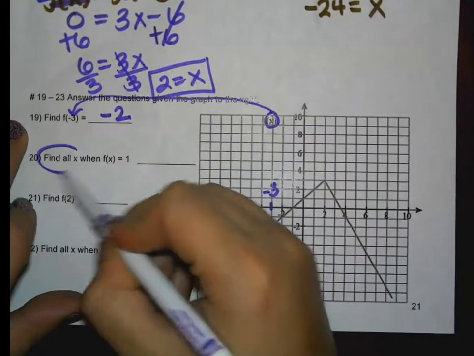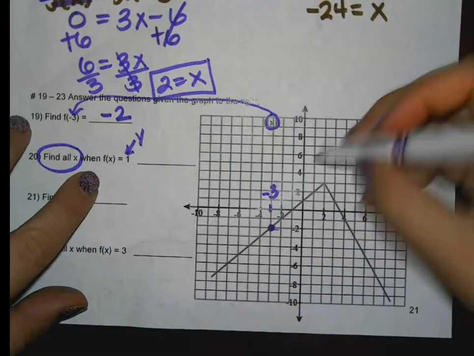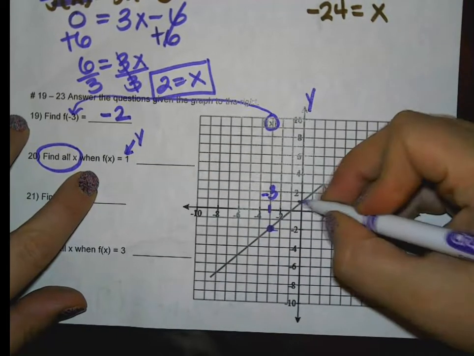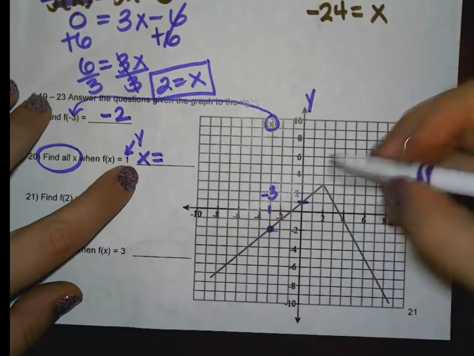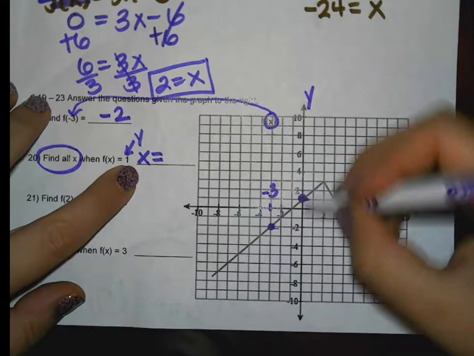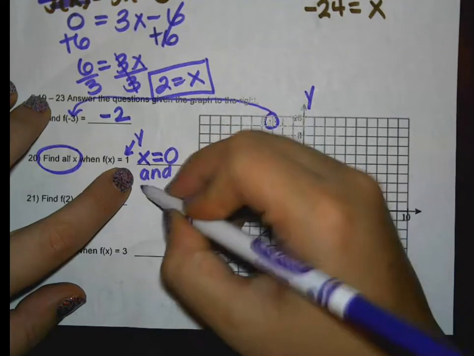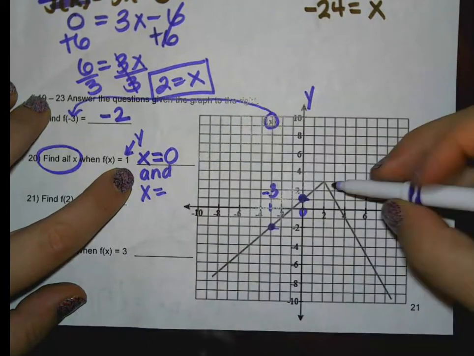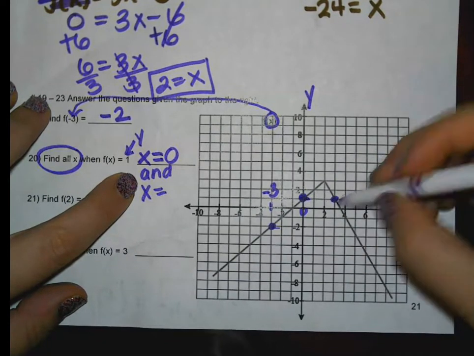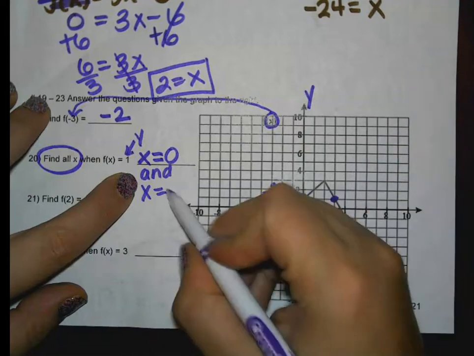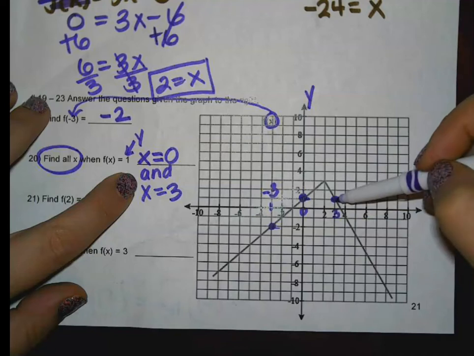Then it says find all x. So if it says find x, this number has to be y. So we're going to go to the y-axis and go to 1, so right here. And it wants to know what x values have a y of 1. So this one does. So this is the origin right here. So x is 0 here. And right here, this has a y of 1 as well. So this is 3. So when x is 0, it has a y of 1. And when x is 3, it has a y of 1.